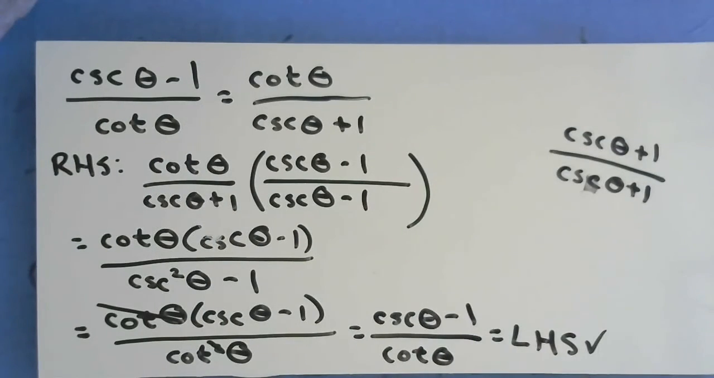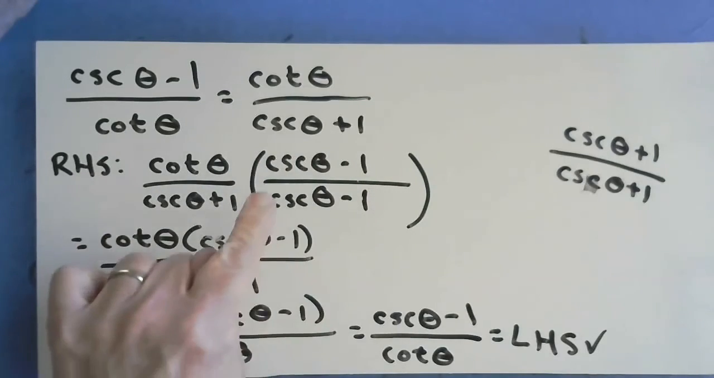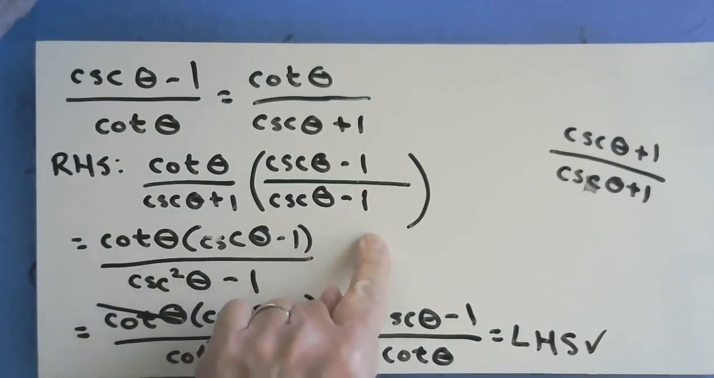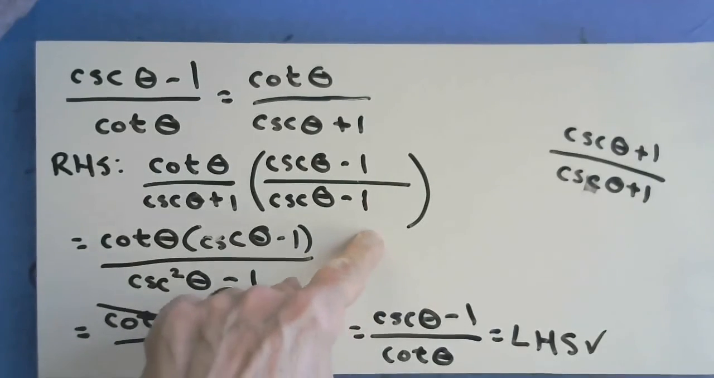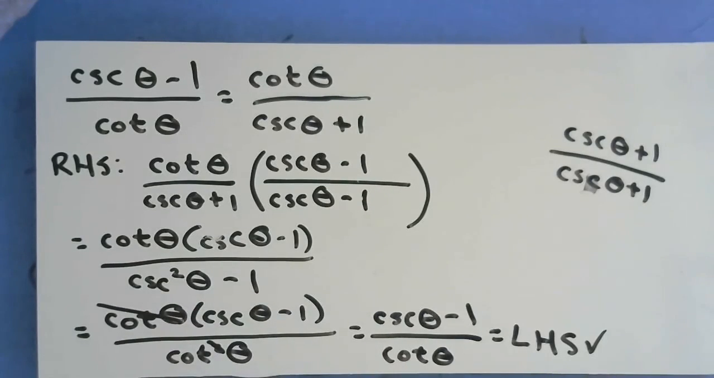It's good practice, and put this idea of multiplying by 1 in a special form using the conjugate into your toolbox, because it's an idea that's going to come back up again and again that you can use to help you out.